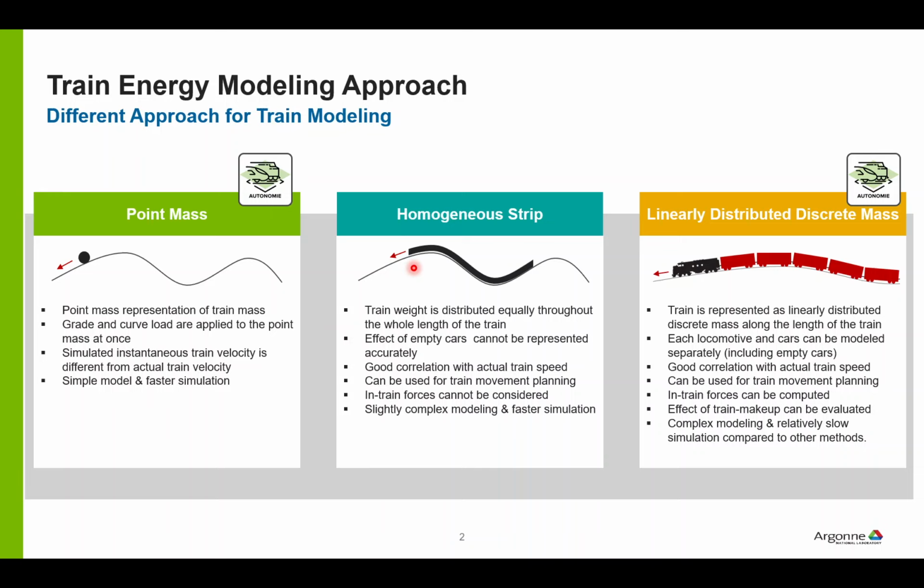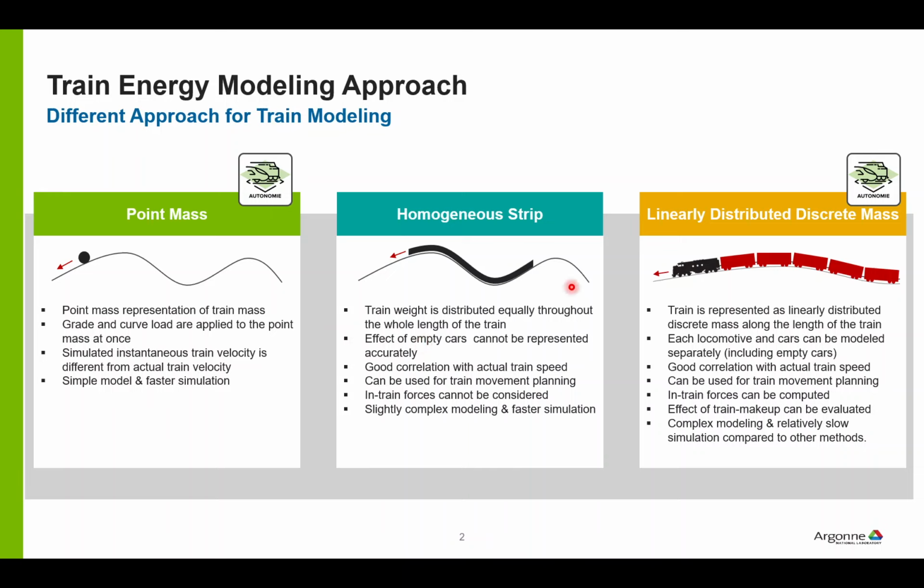This approach gives better results than the point mass approach, but on the limitation side, the in-train coupler forces cannot be computed using this approach, and if you have an empty car along the length of the train, the effect of that cannot be considered using this approach. It is slightly more complex than the point mass approach, but the speed is good when we consider the simulation time.